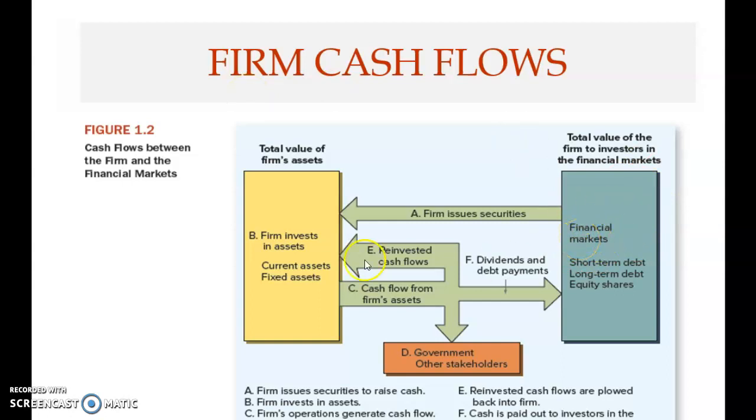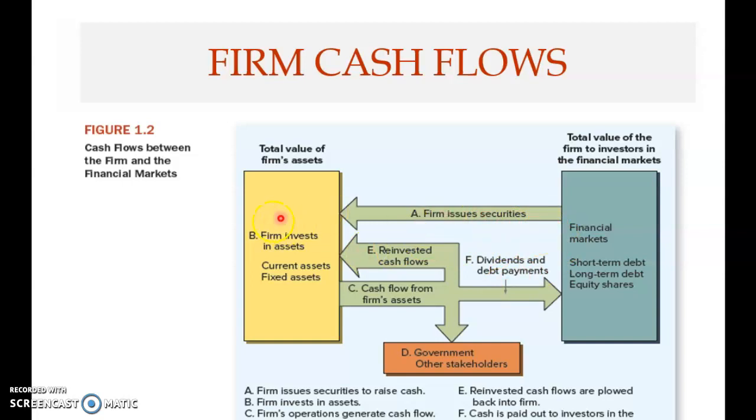Alright, so you have the firm here and the financial markets here. How do these two relate to one another? This is what we're going to see. This diagram is quite useful because it has been numbered. So you have A, then B, then C, D and E, and then F here. So we can follow this order.